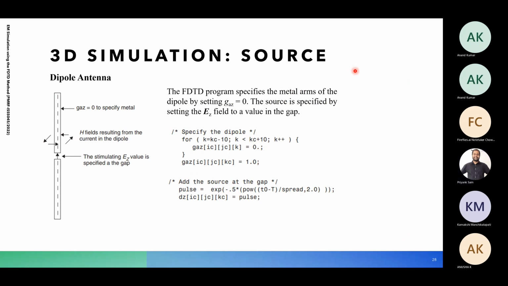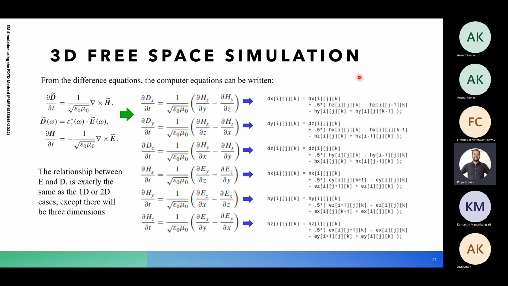So it will be three nested loops, then the ABC condition, then three nested loops for H, right? Yes, the process will be like this.